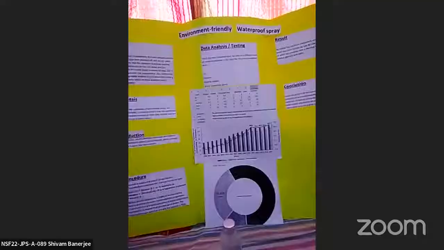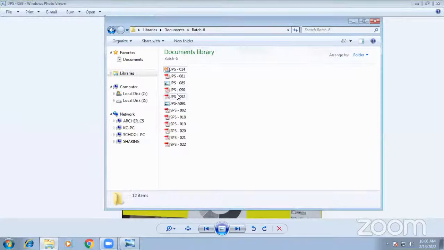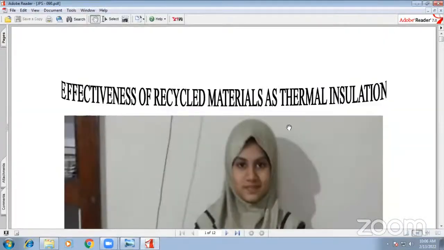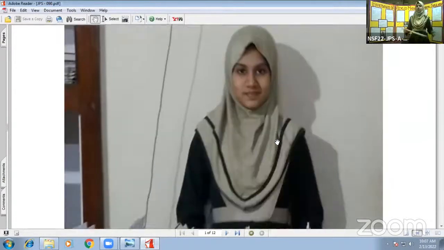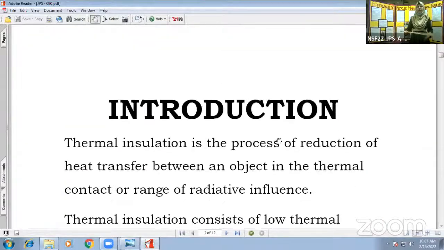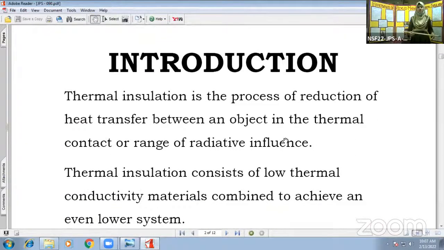Our next candidate is JPS A090, Sayeda Nabiha Sultana from MS Creative High School, Muradnagar, on the topic effectiveness of recycled materials as thermal insulation. Assalamu alaikum wa rahmatullahi wa barakatuh. Very good morning to everyone present. I am Sayeda Nabiha Sultana from MS Creative School Muradnagar branch, standing here to speak about the effectiveness of recycled material as thermal insulator.